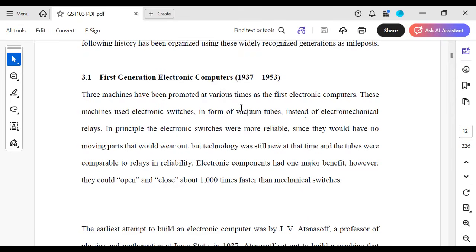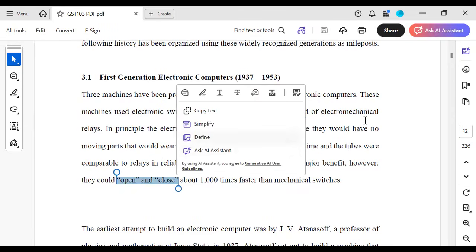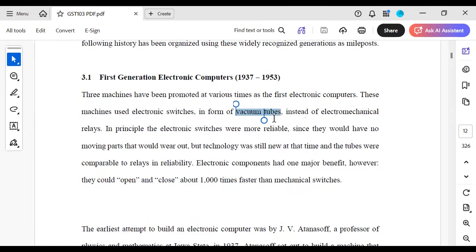Then you should understand the nature of operation in the 1st generation. These are places they pick questions from. I'm just dwelling on the part they pick questions from. The method of operation in the 1st generation was open and close. This is very important too. These are things they test you on in the exam. You see this: open and close, vacuum tubes, and the size of the computer, which is very large.